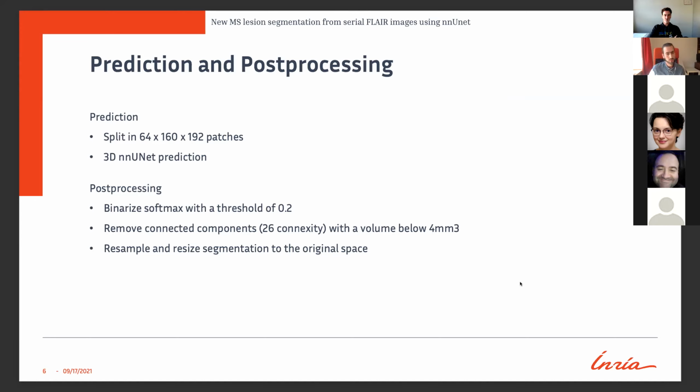So once we have those patches, we can give them to the UNet, and it gives us a prediction, and then we can post-process the output. So the output of the softmax is a probability map that we binarize using a threshold of 0.2. Then we remove the connected components which are too small, with a minimum volume of 4. We keep the ones above 4 cubic millimeters, and then we resample and resize the segmentation to the original space.